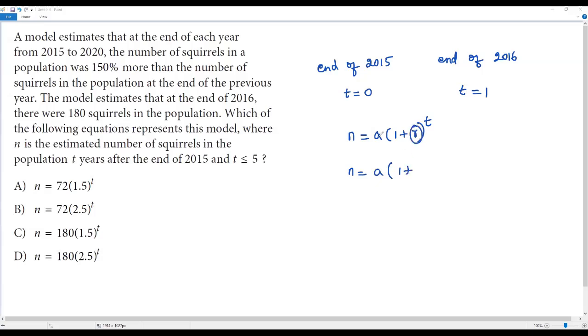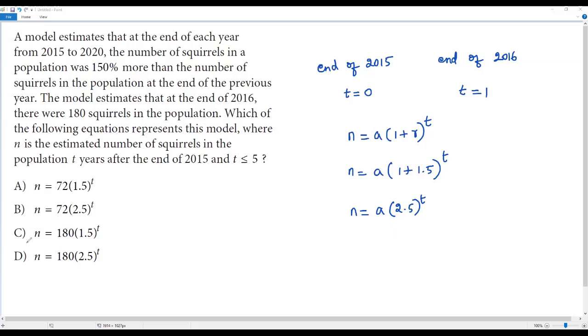This r is the rate of growth. The rate of growth is given, that is 150%. If I convert this 150% to a decimal, I'll get 1.5, to the power of t. And t represents the number of years after the end of 2015. So we get n is equal to a times 1 plus 1.5, which becomes 2.5, to the power of t. So the growth factor is 2.5.